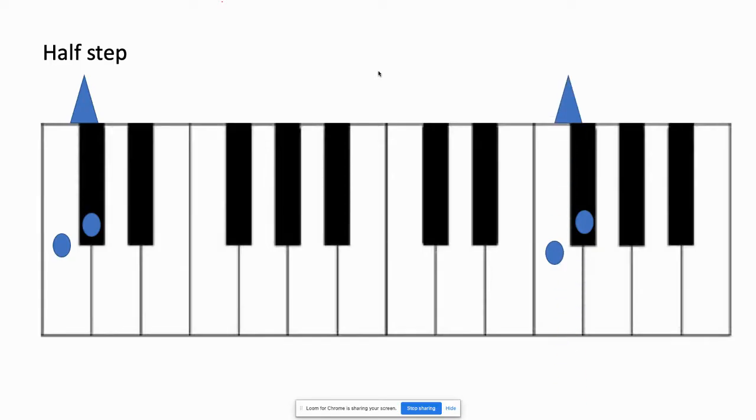Now, it doesn't always have to be a white to a black key. Let's find this pitch right here, which is B. And if I go a half step above that, the note directly above it is actually another white key. So it doesn't have to be that white-black relationship. The next key directly is a white key. So that again would be a half step. So you can see how close those pitches are.